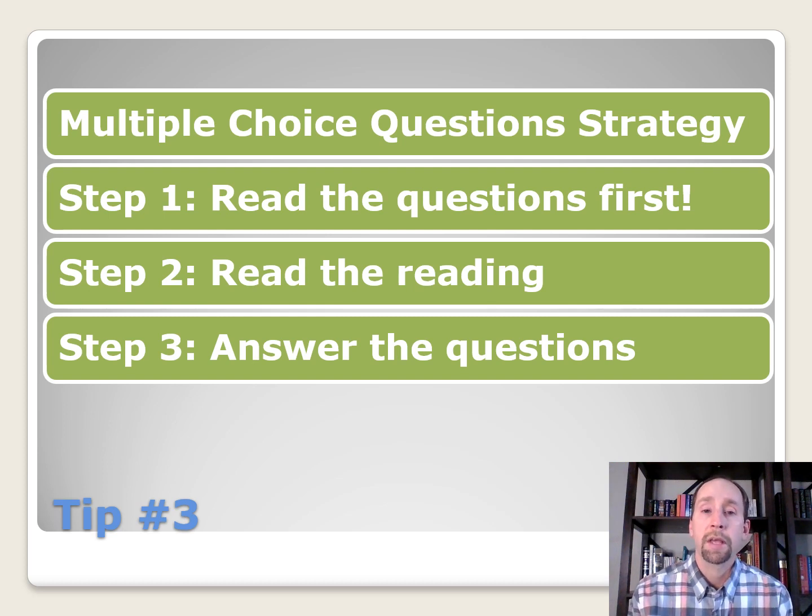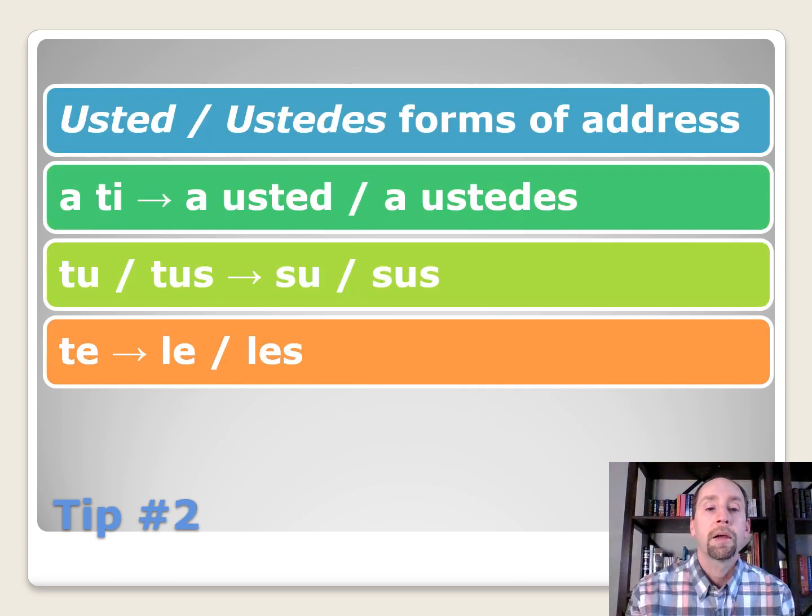The most efficient thing that you can do is, 1, read the questions first. That way, in step 2, when you're doing the reading, you know what you're looking for. And then in step 3, that's going to allow you to more effectively answer those questions. So step number 1, read the questions first before you do the reading. That's going to help you save time and be more efficient. All right, let's keep moving on here.